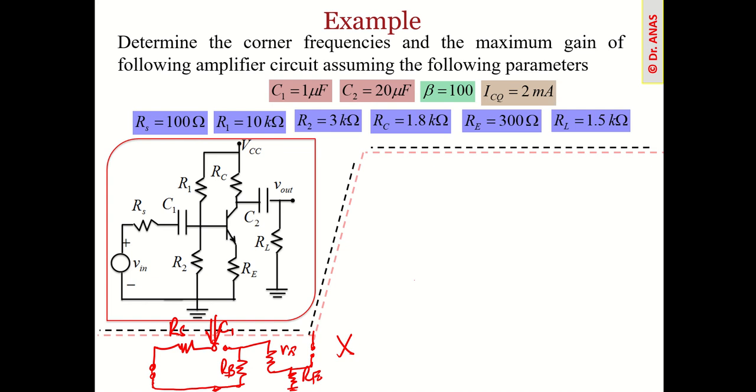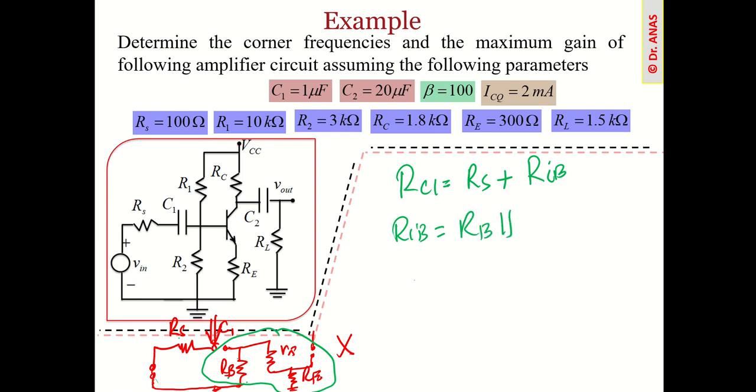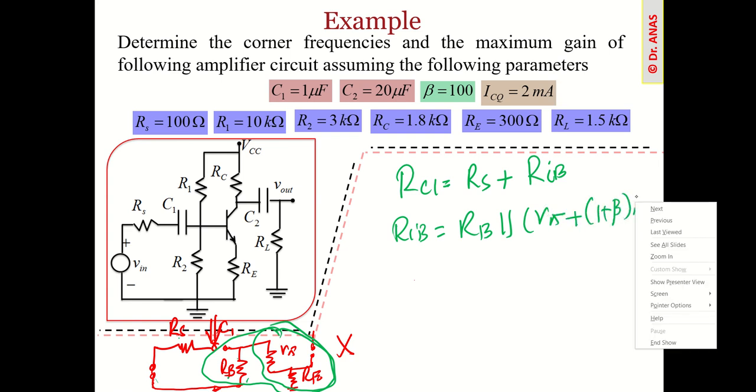let's try to get the expression here. The resistance seen by this capacitor will be RS, which will be in series with whatever resistance is coming here. Let's define this as RIB. So RIB will be this RB, which is in parallel with this resistance, that is R pi plus (1 plus beta) times RE.